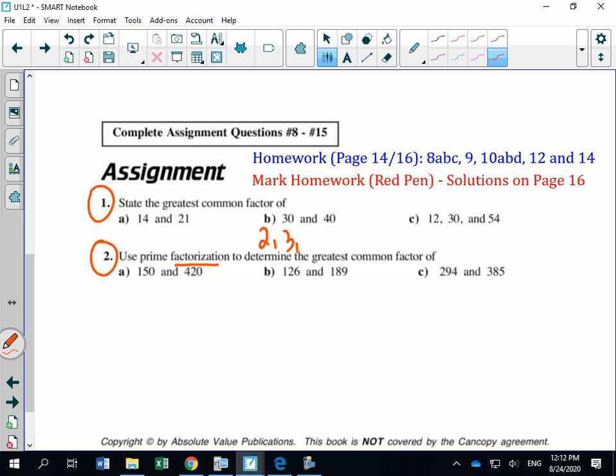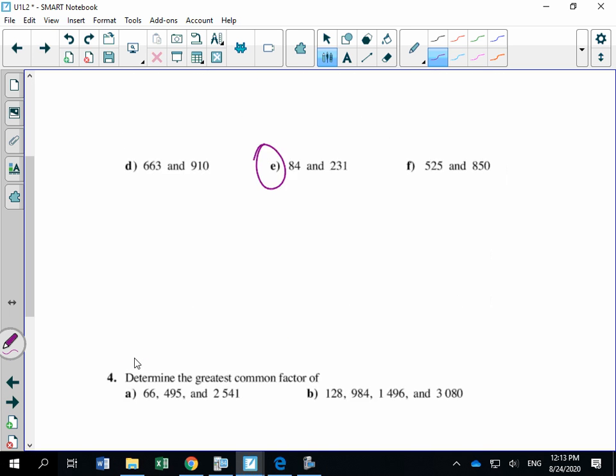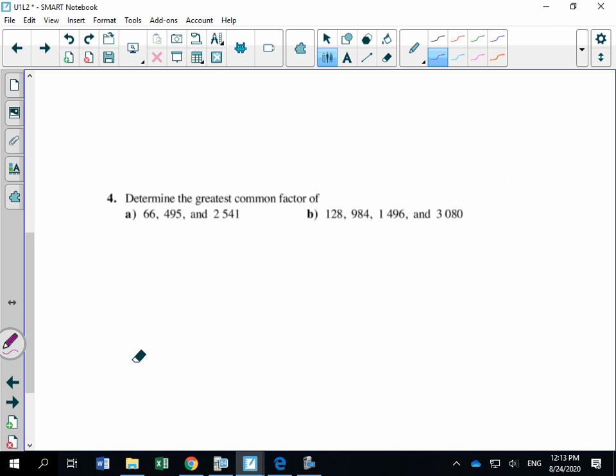Remember, write down your prime factors, 2, 3, 5, 7, 11, 13. Break down 150, start with the number 2. Break down 420, start with the number 2. And you're going to rewrite each number as a product of the prime factors. And then you're going to circle the numbers that are common to each, remember, and you multiply them together. So do number 1, do number 2, do number 3. I want you to do for 3, B, C, and E. And I want you to do number 4A.